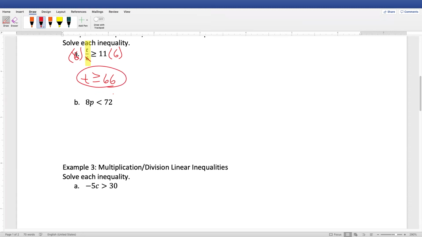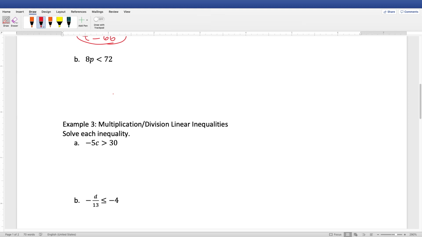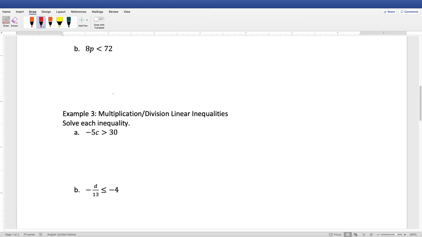In example 2b, we have 8p is less than 72. To isolate the variable, we have to get rid of the 8, so we have to divide both sides by 8. Whatever you do to the left, you always do to the right. So my 8s cancel, and I get p is less than 9.